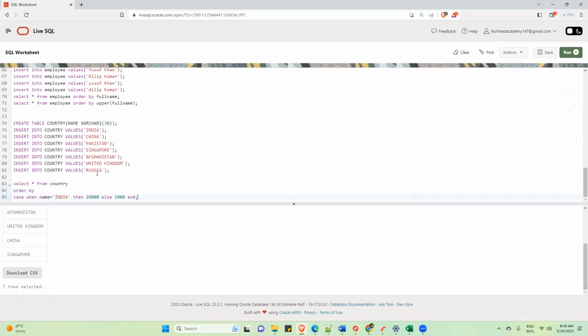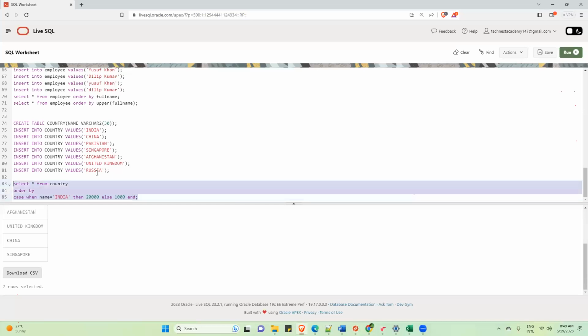Okay, just one last example. Now what will be the output? India will be at the last. Okay, because India is in bucket number 20,000 and all other countries are in 1,000. So 1,000 will be on the top, 20,000 will be on the bottom. So India is at the last. Hope it is clear now. I repeat, it is clear now, everyone? Yes, sir. Okay, good.